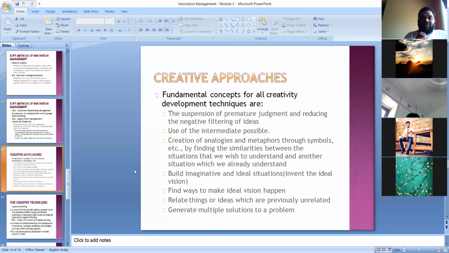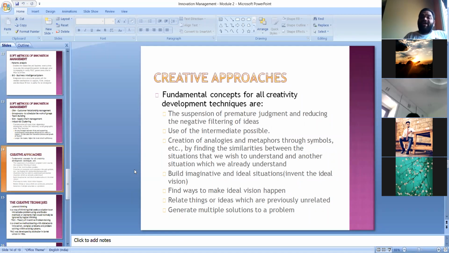In the brackets, if you see, we have "invent the ideal vision." What do we mean by ideal vision? Ideal vision is, of course, our company's vision. Whatever ideas and innovations we have, you have to build some ideal vision.